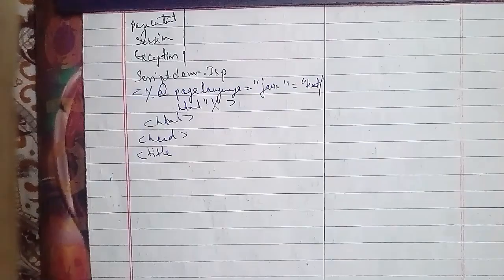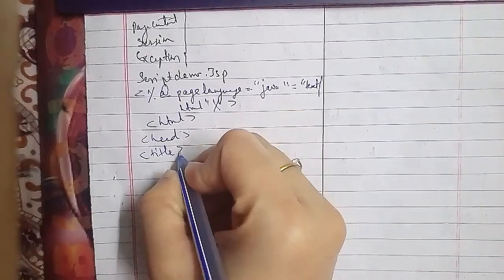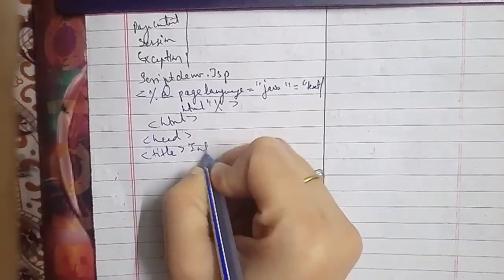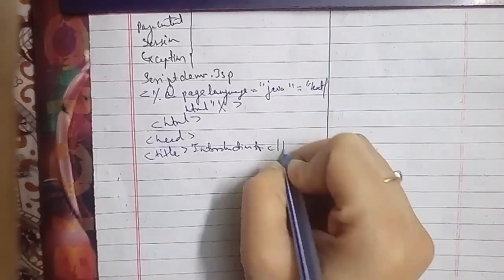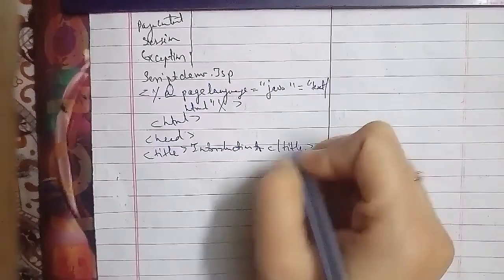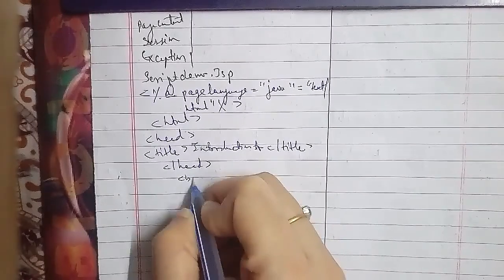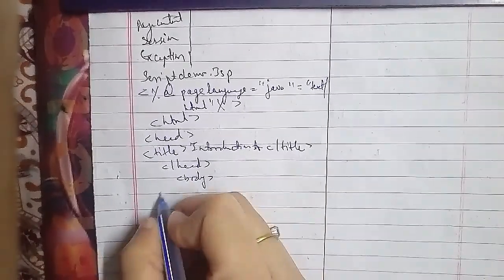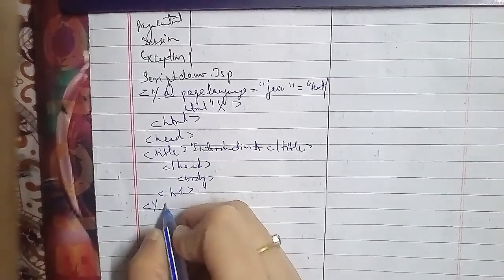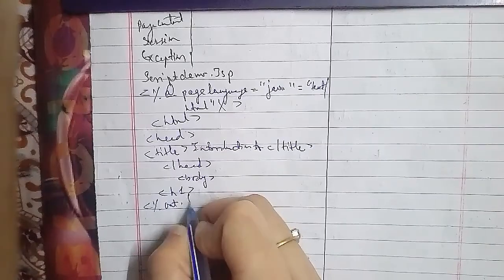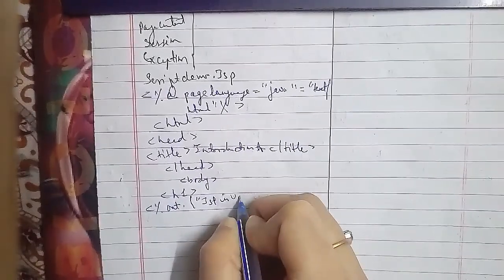Then we have the h1 tag, and then of course <% out.println("JSP is very interesting") %>. Then we close the h1 tag, close the body tag, and of course close the HTML tag as well.